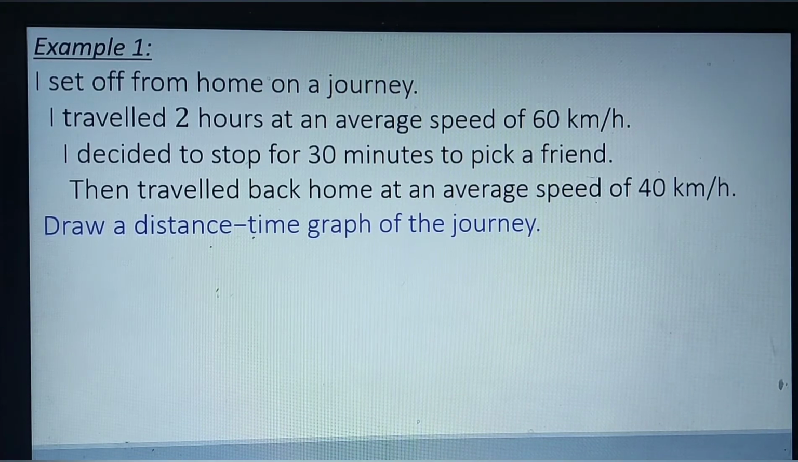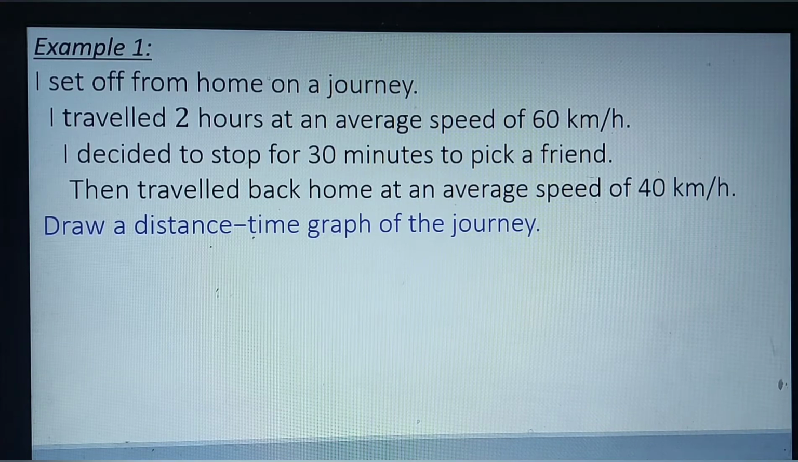Let's take a look at example 1. I set off from home on a journey. I traveled 2 hours at an average speed of 60 kilometers per hour. I decided to stop for 30 minutes to pick a friend, then traveled back home at an average speed of 40 kilometers per hour. Draw a distance time graph of the journey.